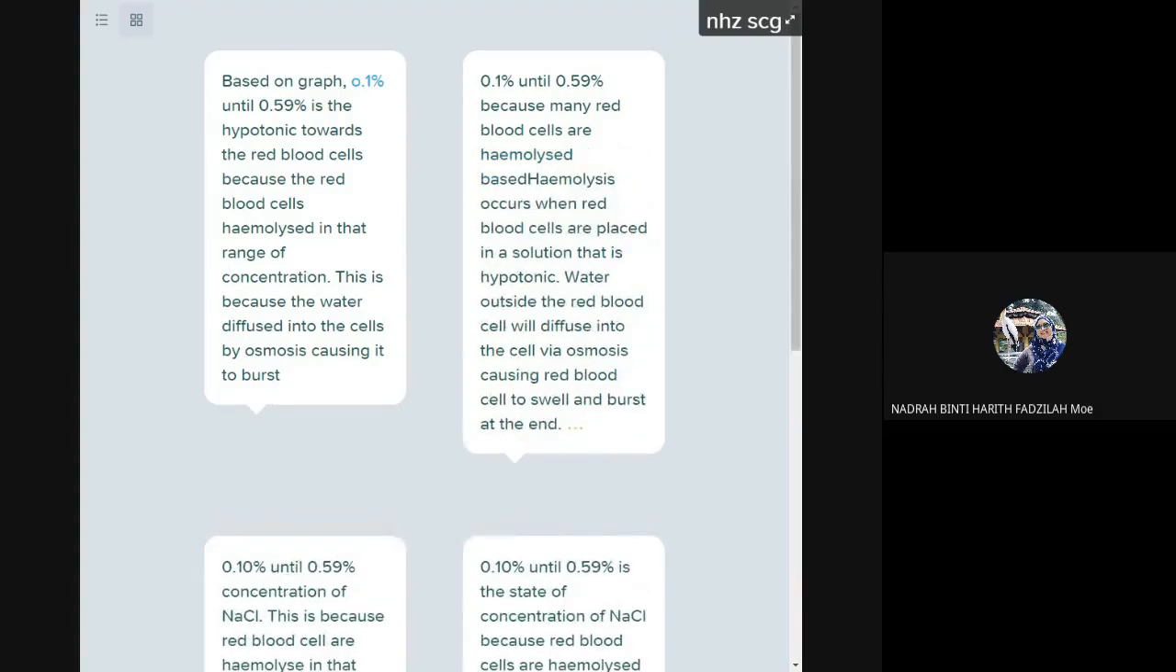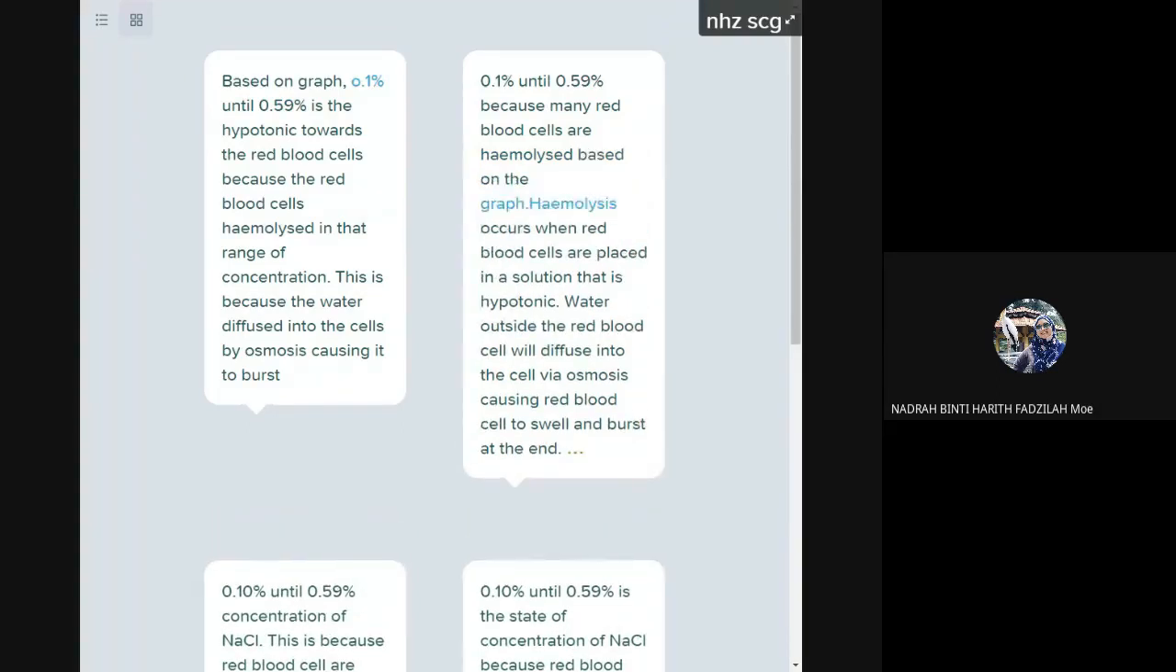Very good. 0.1% until 0.59% concentration is hypotonic towards red blood cell. Number 1. Number 2, because within that range, the red blood cells are hemolyzed, atau within that range, the red blood cell still undergo hemolysis. Apa-apa statement yang menyatakan dalam duration tu red blood cell mengalami hemolysis.